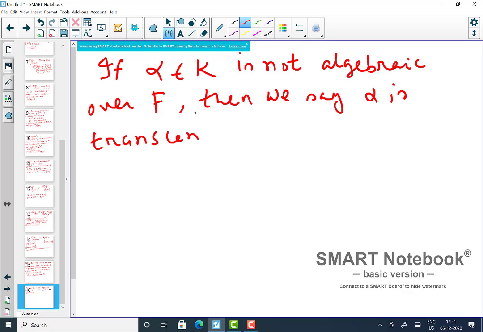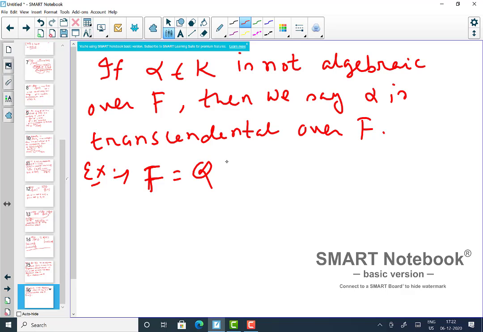Okay, so a transcendental element is transcendental over F. Now for example, if I choose my F equal to Q, and you choose the natural element pi, and I am taking the extension field, say R. Inside R I am taking pi.